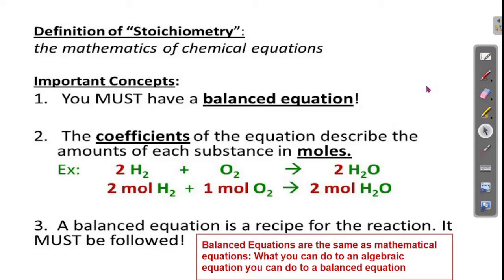So let's define stoichiometry. What are we learning here? Well, stoichiometry is the mathematics of chemical equations. So all the math that we can do with a chemical equation, remember that a chemical equation is a recipe. So everything we can do mathematically with it is stoichiometry.